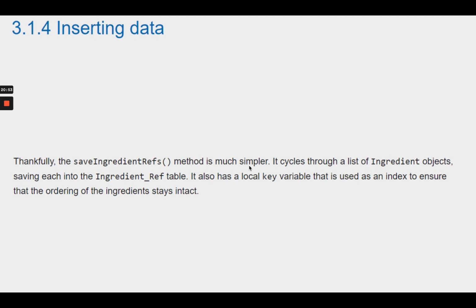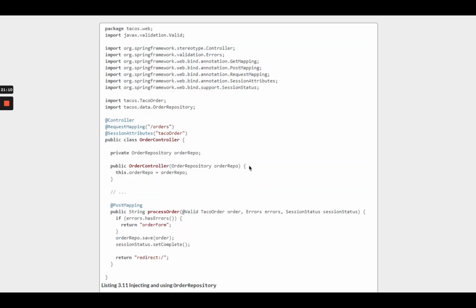The saveIngredientRefs method looks like this. Thankfully, the saveIngredientRefs method is much simpler. It cycles through a list of Ingredient objects, saving each into the Ingredient_Ref table. It also has a local key variable that is used as an index to ensure that the ordering of the ingredients stays intact. All that's left to do with OrderRepository is to inject it into OrderController and use it when saving an order.